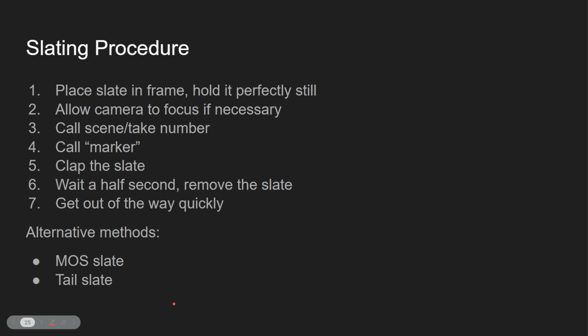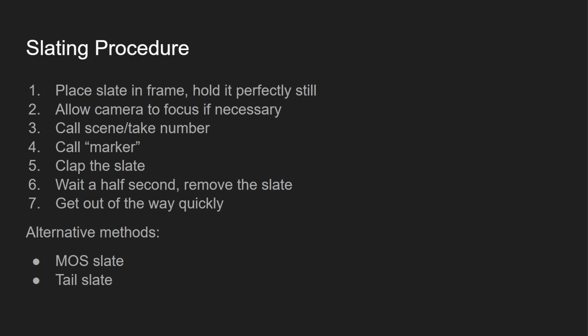So here's the procedure, and it's very important that this is followed because there's an expectation that it will be done this way. The idea is that this procedure conveys the information it needs to convey. To start with, the slate needs to be placed in frame and held perfectly still. If the slate is moving, it's blurry, most likely from motion blur, and the editor can't read the slate. Another thing is that it's in focus.